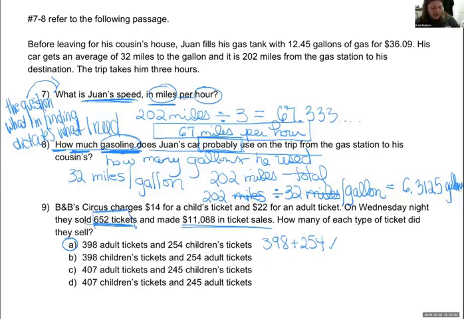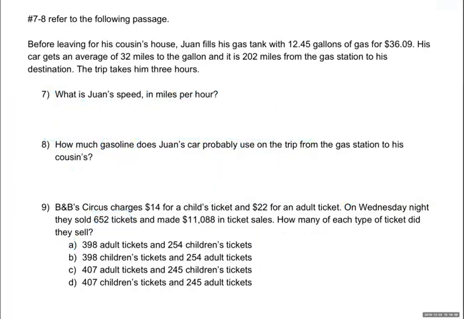How about the $11,088 in ticket sales? I want to know if A works. No. No, how come? Because the first one was $12,312. So what did you do though? The 398 was times the cost of an adult ticket, so that should have been times 22. And the 254 was the price of a child's ticket, so that should have been times 14.